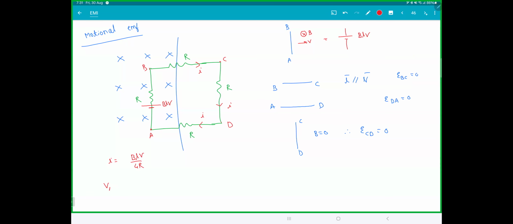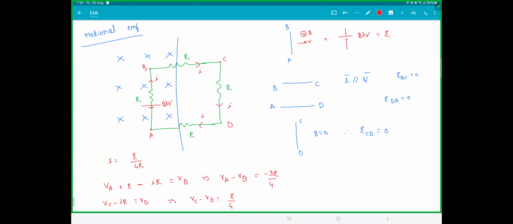Now, if I want to find VA minus VB: VA plus BLV minus I into R, with current flowing this way, is equal to VB. I will just write this as E, so it will be simplified, E by 4R. So VA minus VB would be minus 3E by 4. Whereas for VC minus VD: VC minus IR is equal to VD. We get VC minus VD equal to E by 4. Is that clear, everyone?